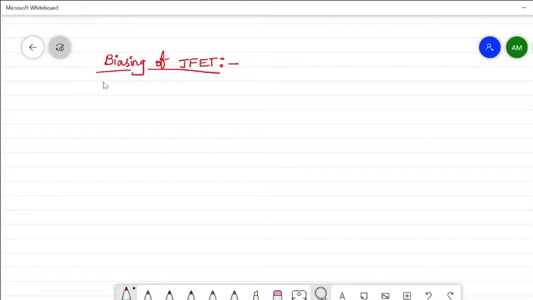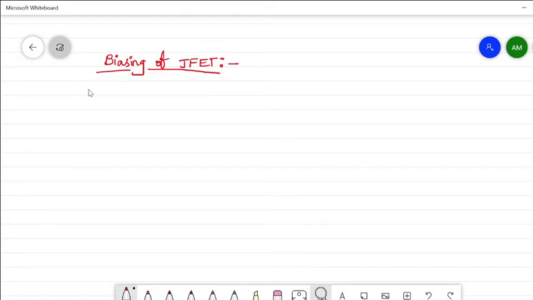Biasing of JFET. Already we know the need for biasing. Biasing is for the smooth operation of JFET, and for that we use biasing. So, what is meant by biasing? Biasing is nothing but adding an external source to the JFET terminals.